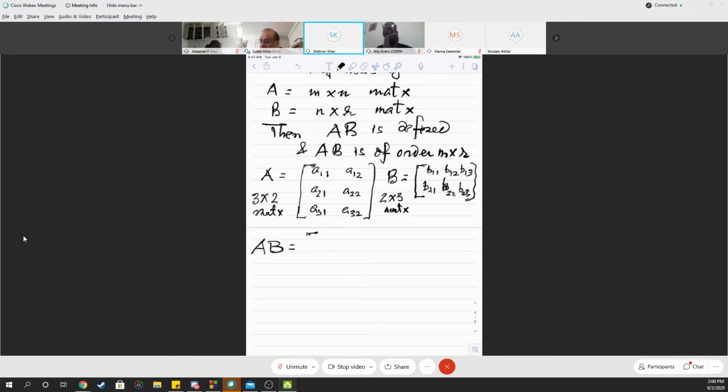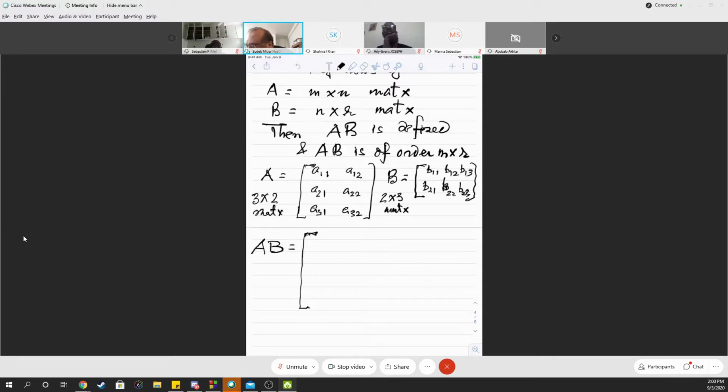It's a 3 by 3 matrix. It will be a 3 by 3 matrix. Very good, yes, it will be a 3 by 3 matrix. That's what we expect. But how do I write the form? Always remember, row by column.